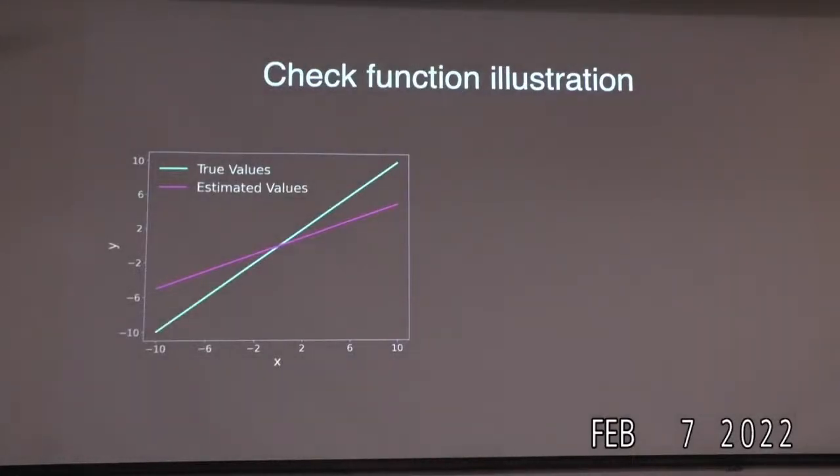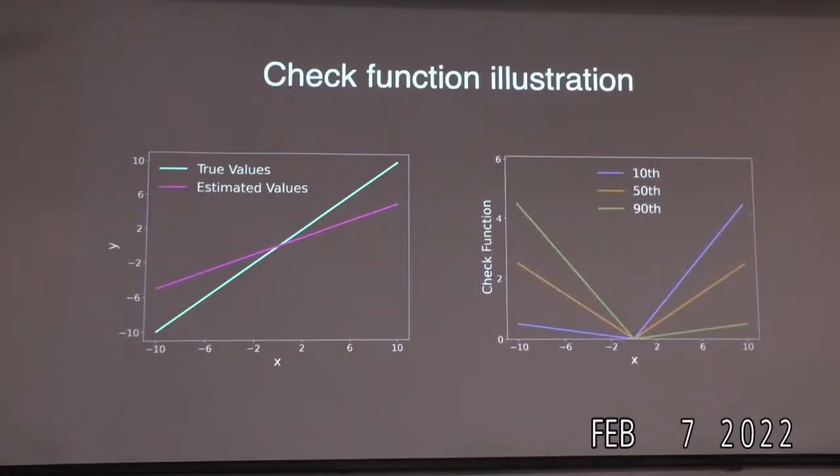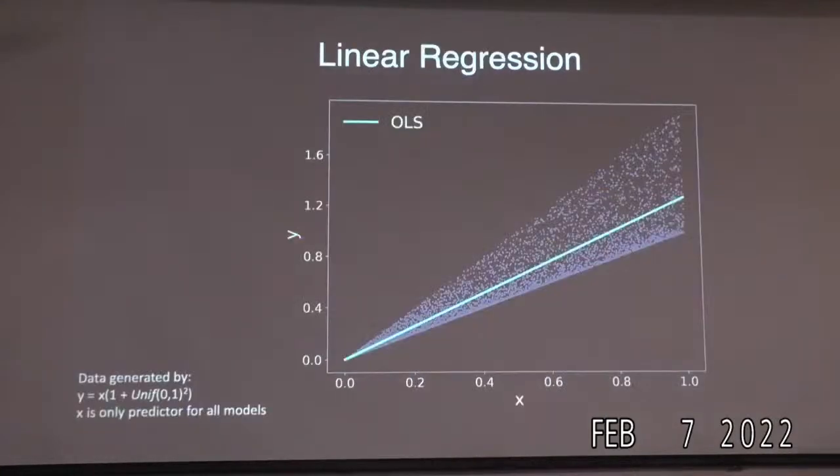So I'll give you an illustration of what that looks like. The blue line here, maybe those are observations that we know are true. And the pink line are estimated values from a statistical model, maybe. We see that for these overestimates over here on the right, the check function for the 90th quantile is much larger than the 10th. And for these underestimates on the right, you see that the check function for the 10th quantile is much larger than the 90th.